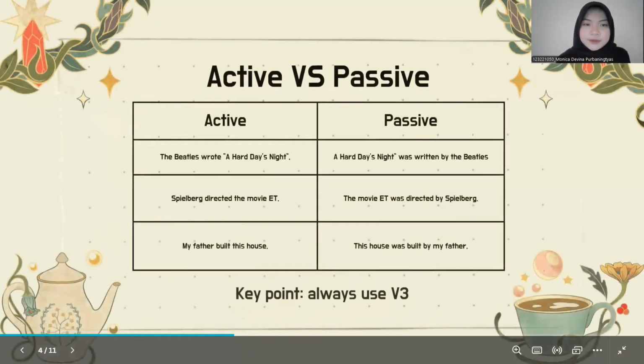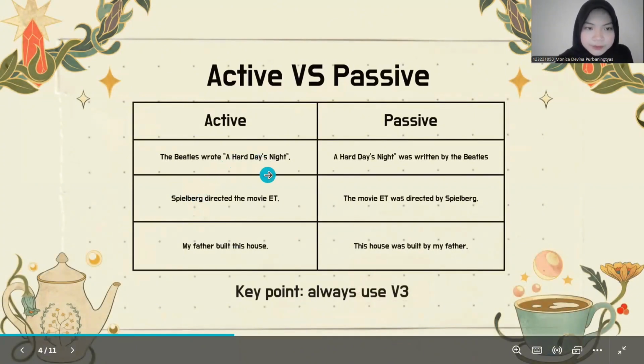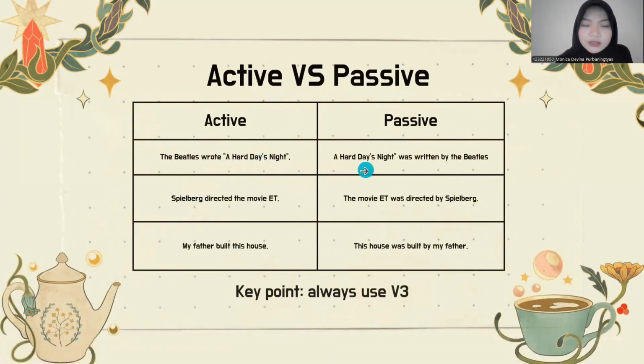This is the difference between active and passive. You guys can read it. The Beatles wrote A Hard Day's Night, and the passive is A Hard Day's Night was written by the Beatles. And then the other one, like my father built this house, and the passive is this house was built by my father. And the key point in the passive voice is that it always uses the past participle.